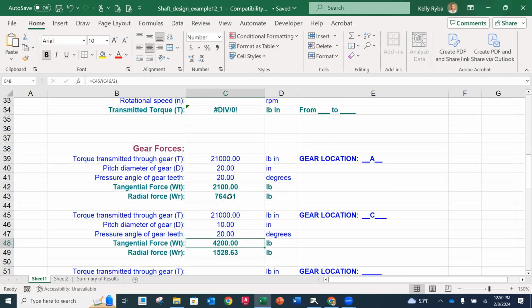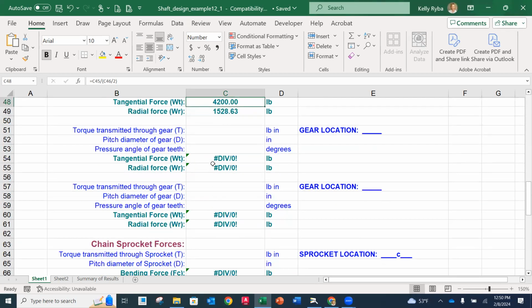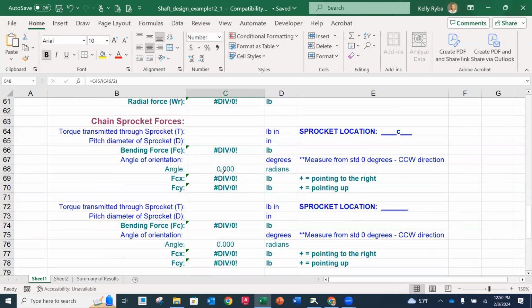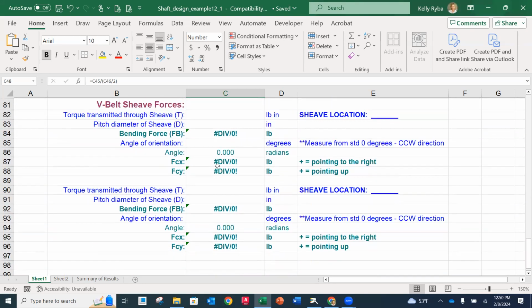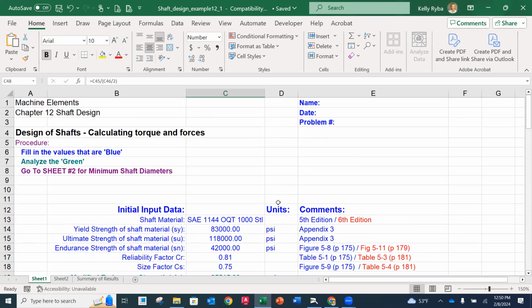Okay. So now I've got my gear forces here. Additionally, there are some more places for gears. You can ignore those. Those are just extra placeholders. And then down below, sprockets and V-belt sheaves are down there too. Our problem doesn't have those in, so we can just leave those blank. Okay. Now we've got to look at how these gears generate or transmit their forces.